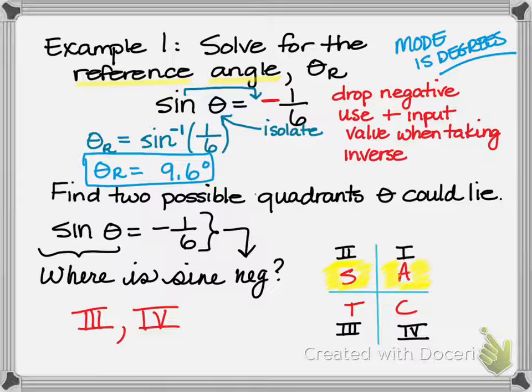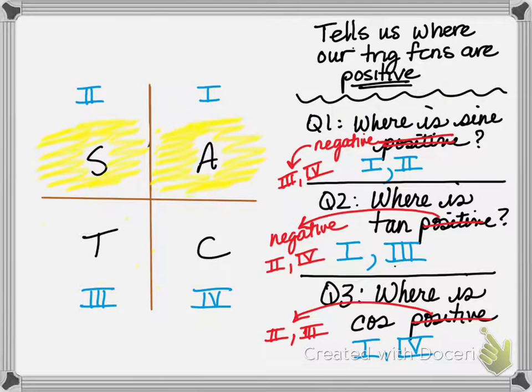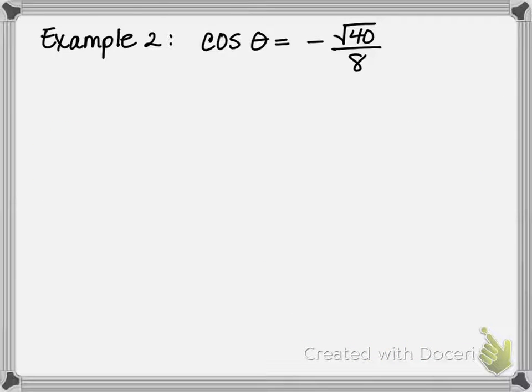Okay? So whenever you're taking the inverse of a function, make sure that the quantity that you are taking the inverse of is always positive. I need you to drop that negative. And then when you're doing your quadrants, find out where they're positive, and if they're asking you for positive, take that back. If they're asking you where your trig functions are negative, look for the positive ones, and the ones you don't shade are your negative, and that's what we did on this one. So what I need you to do now is come over here to example number 2, pause the video, and work this problem out.